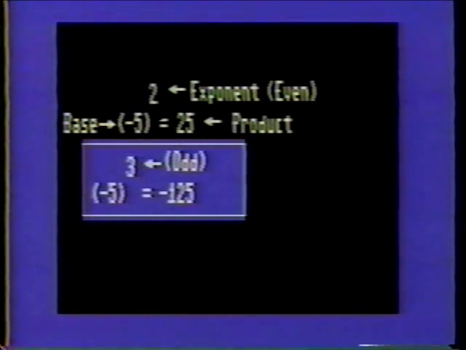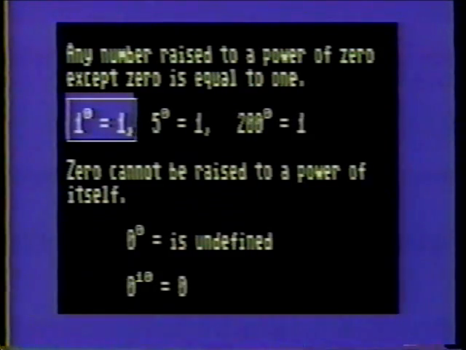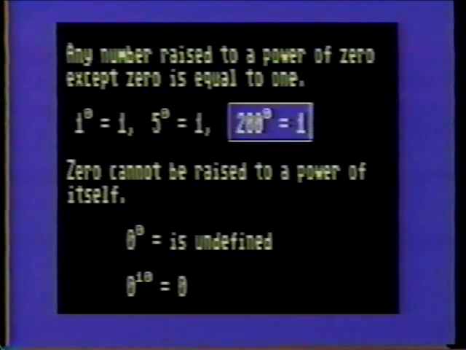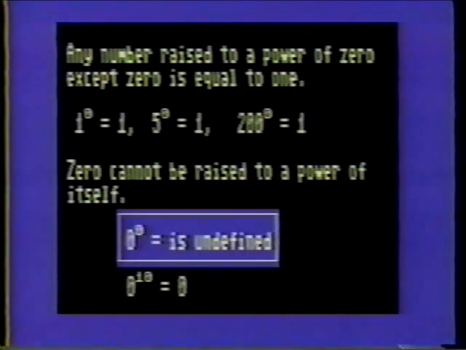There are two more important cases that we need to mention. Let's look at those now. Any number raised to a power of 0 except 0 is equal to 1. 1 raised to the 0 is 1. 5 raised to the 0 power is 1. 200 raised to the 0 power is 1.